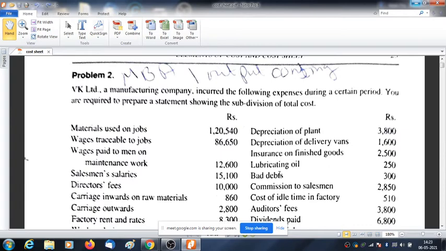Got it? Have you understood this point? Yes, sir. Then commission to salesman, under which head would it come?